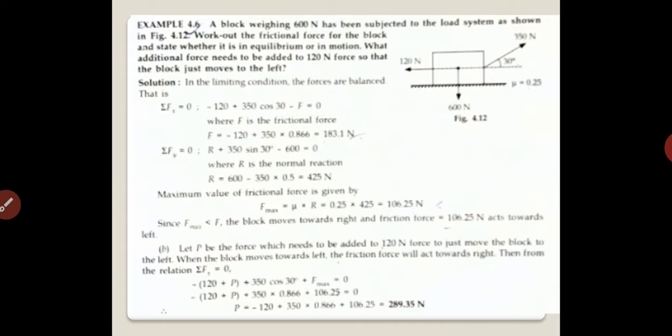As I told you earlier, all these problems I have taken from the book Engineering Mechanics by Dr. D.S. Kumar, that is Kataria publication. Very nice book, you can read.